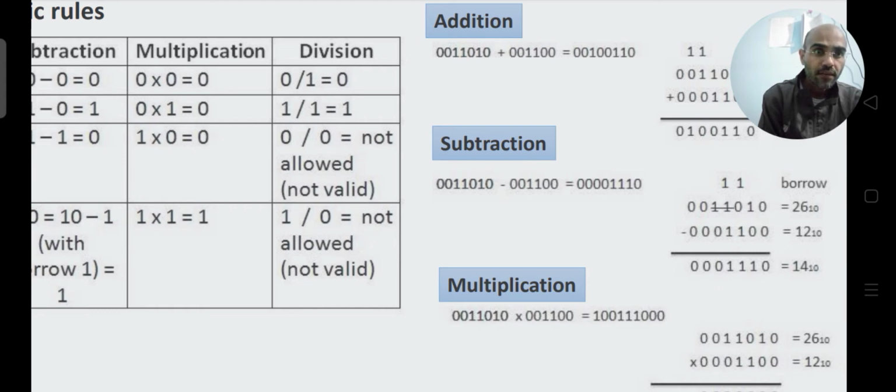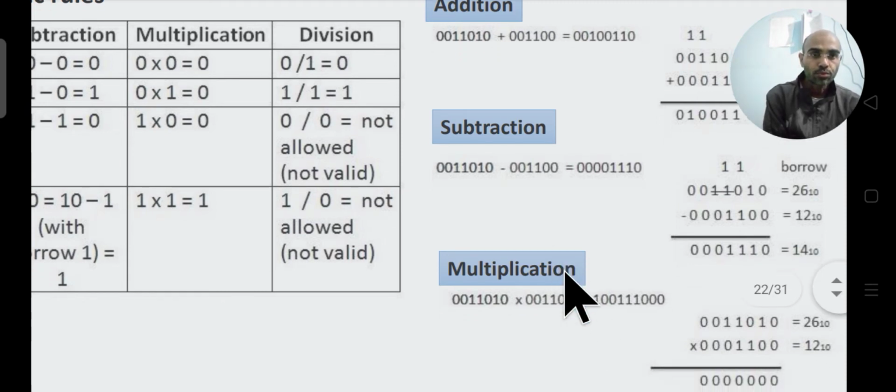Borrowing it from the next bit becomes 1, 0. So 1, 0 minus 1 is 1. Now the remaining bits are 0, 0, 0. So subtracting 0, 0, 0 from 0, 0, 0 will give you 0, 0, 0. So this becomes our answer. So we have used the rules to do the subtraction.